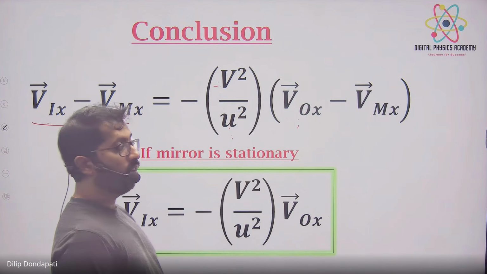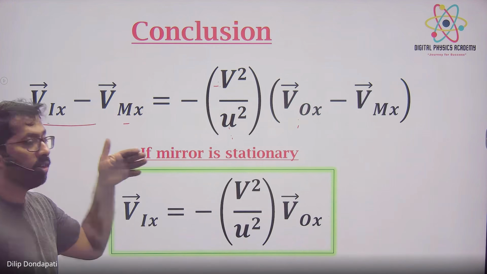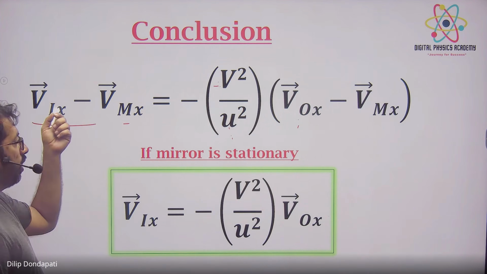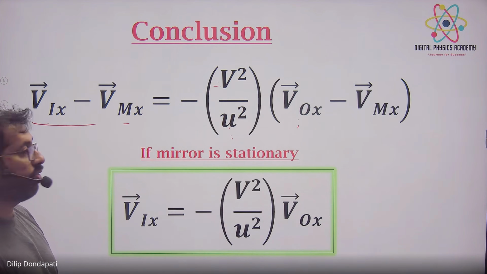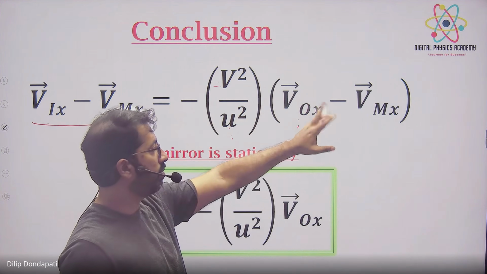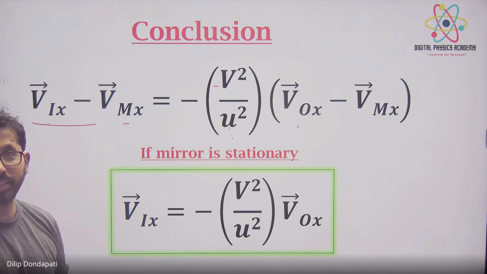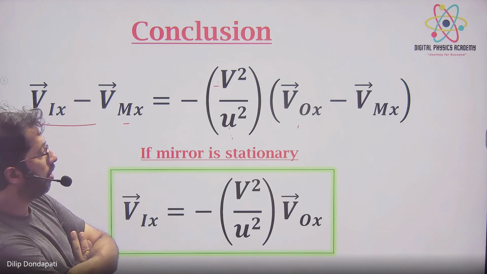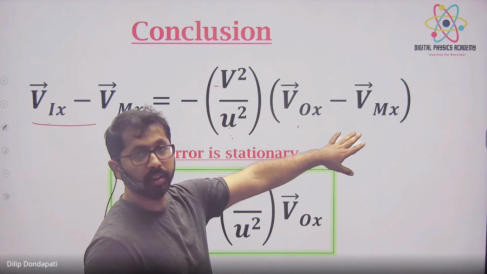So still, whenever object is moving along the principal axis, at that time, formula कौन सा यूज करेगा? Velocity of image along the x direction minus velocity of mirror along the x direction is equal to minus v square by u square into velocity of object along the x direction minus velocity of mirror along the x direction. What's the subject? Tell formula. बोलो. V of image along x-axis is equal to minus of magnification square into v of object along x-axis with respect to mirror only. Okay.